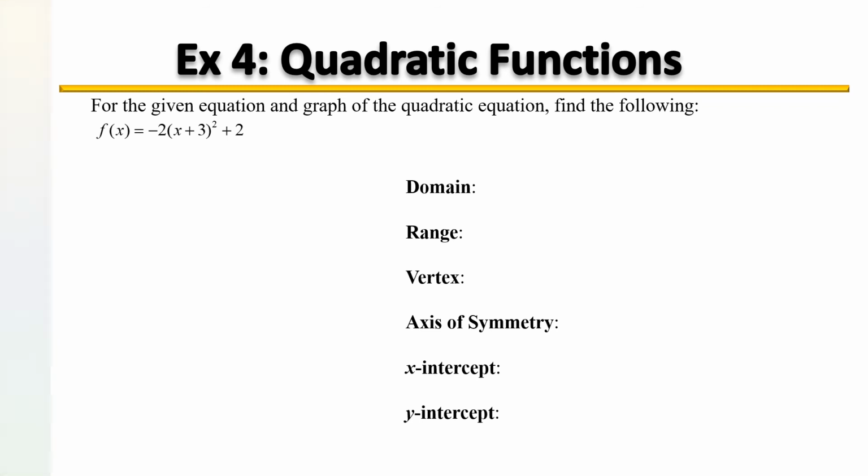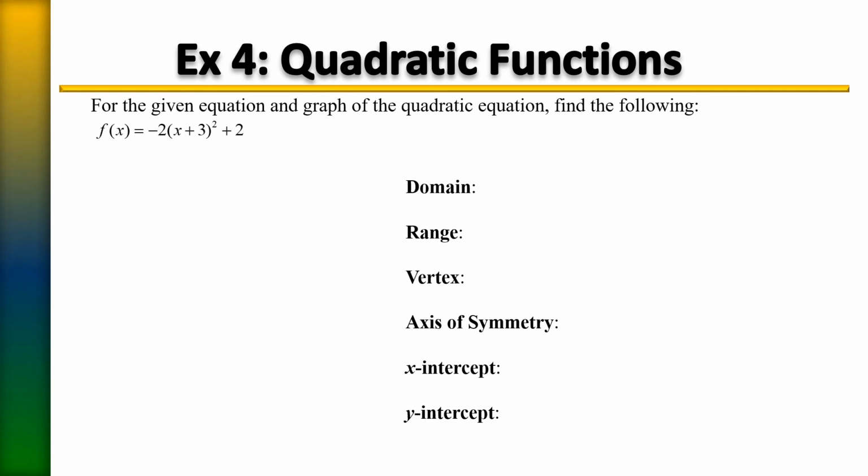In this example, we were given another equation and asked to identify certain characteristics of that quadratic equation. Starting with just how the graph looks, as far as the transformations, this graph was reflected about the x-axis and stretched by a factor of 2. Also, we noticed that horizontally it was shifted to the left 3 units and then up 2 units. So once we graph it, it's going to look like so.